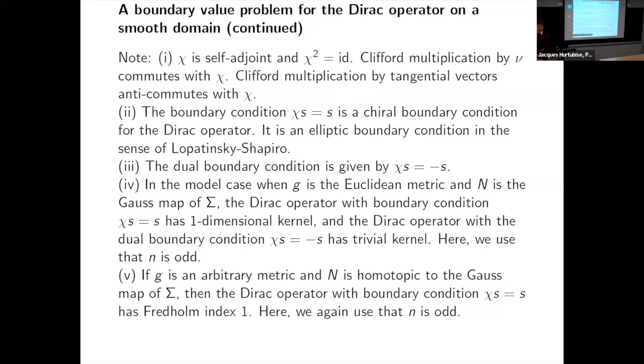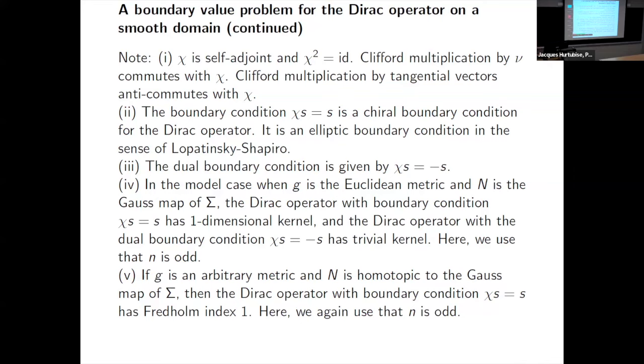Now, the next step is there's a dual boundary condition. The Dirac operator is formally self-adjoint, but the boundary condition makes the operator non-self-adjoint. The adjoint would be given by this dual boundary condition where you project to the other eigenspace. So the dual problem would be to solve the Dirac equation in the inside, but now with the boundary condition that the restriction to the boundary lies in the negative one eigenspace. It would give you the boundary condition chi s equal to negative s.